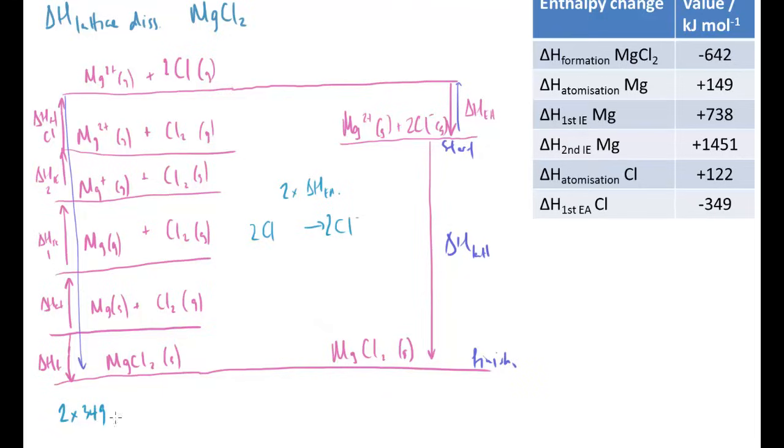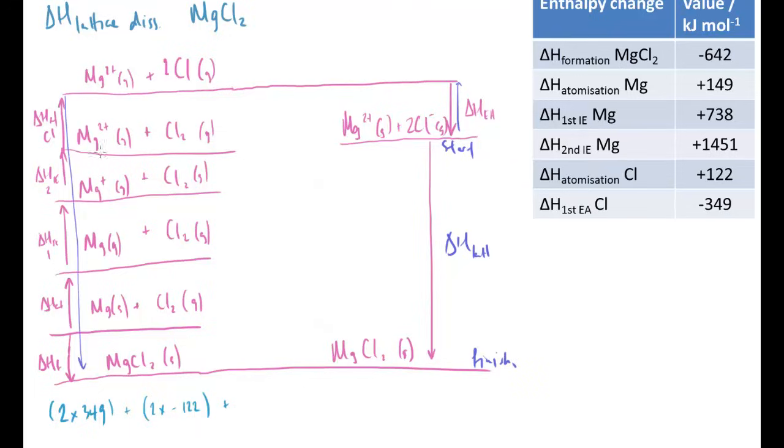Sorry, I've got rid of my negative sign. I've just gone for a positive there, but obviously I've hidden it. So 2 times that. We're then going to add that to this change here, which is our atomization of the chlorine. Again, same principle applies. I'm forming 2, therefore I've got to double this. So actually, rather than just 122, I have to do 2 lots of minus 122, because I'm going against the arrow.